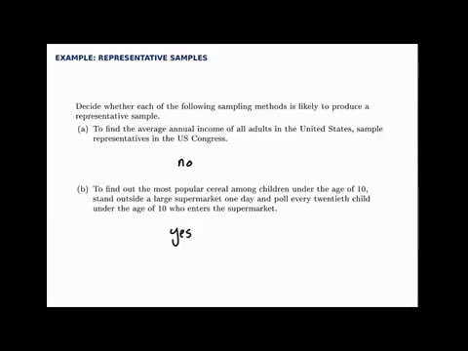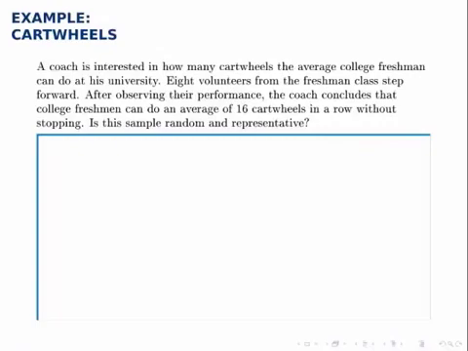You don't want a sample that's chosen too narrowly or that's chosen with some sort of obvious bias. This is a simple example that illustrates a way that a sample can be biased. Here, a coach is interested in how many cartwheels the average college freshman can do at his university. 8 volunteers from the freshman class step forward. After observing their performance, the coach concludes that college freshmen can do an average of 16 cartwheels in a row without stopping. Is this sample random and representative?